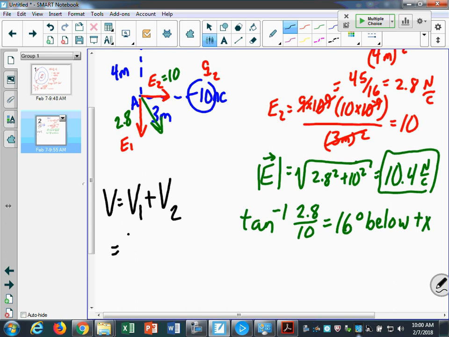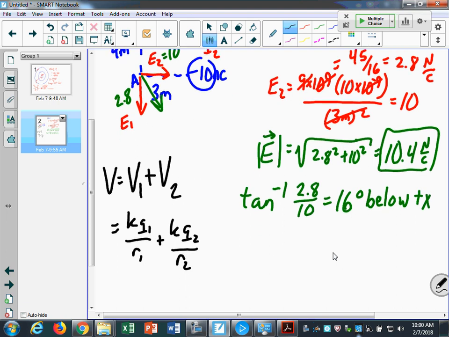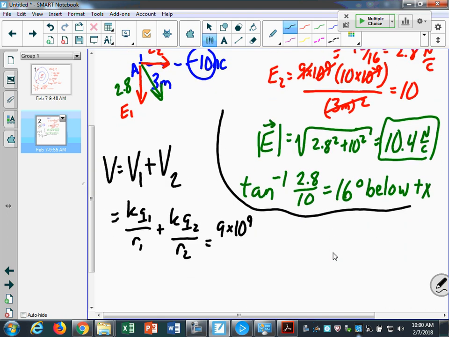So I say kQ1 over R1 plus kQ2 over R2. This one's different because I'm going to keep the signs because I'm dealing with a scalar quantity. So that's k, or let's go ahead and put the values in. 9 times 10 to the ninth. Q1 was 5 times 10 to the minus 9. Divided by the distance, which was 4 meters. Plus 9 times 10 to the ninth. 10 times 10 to the minus 9.